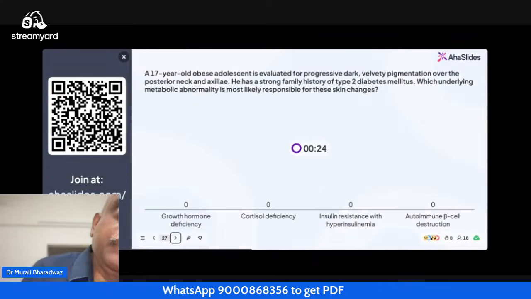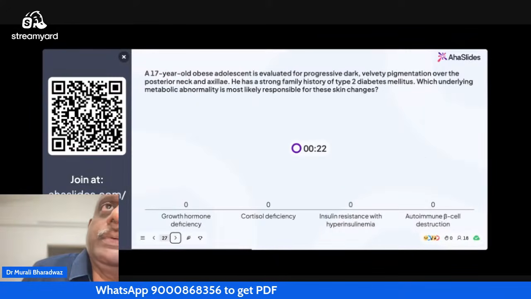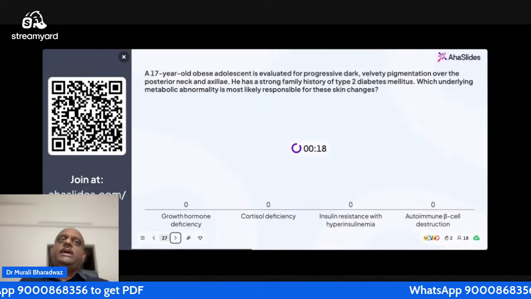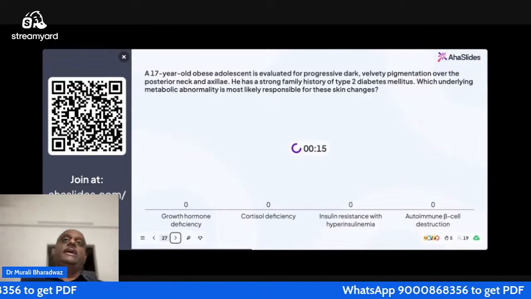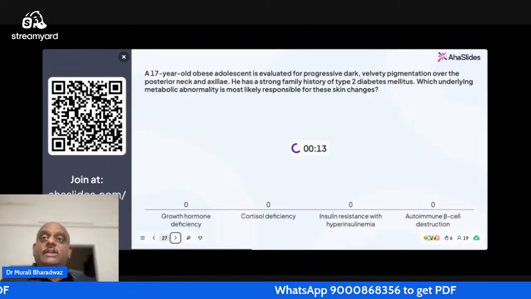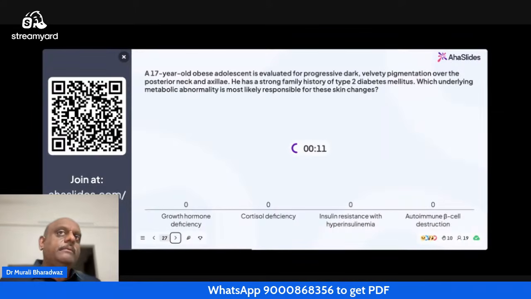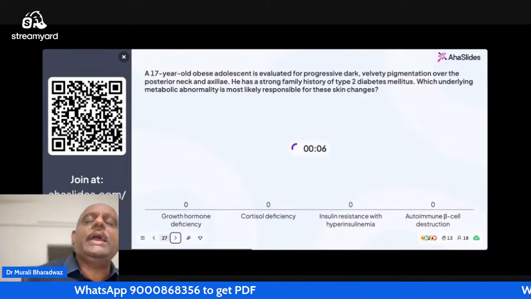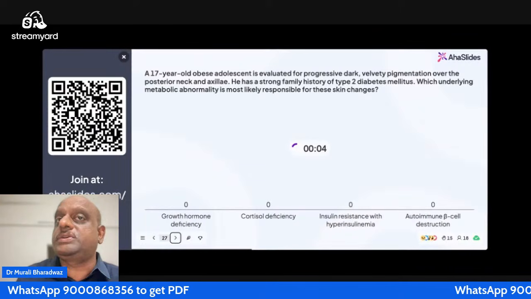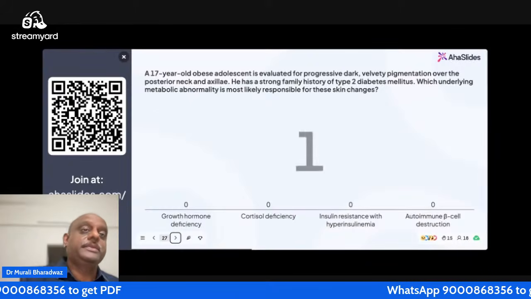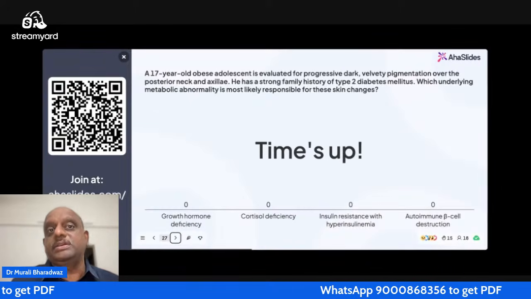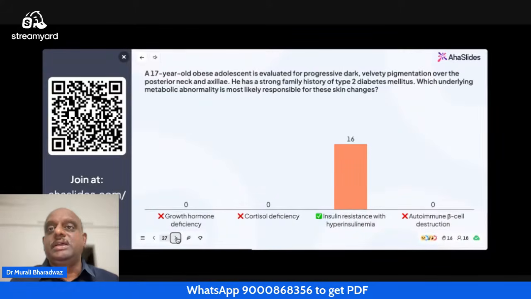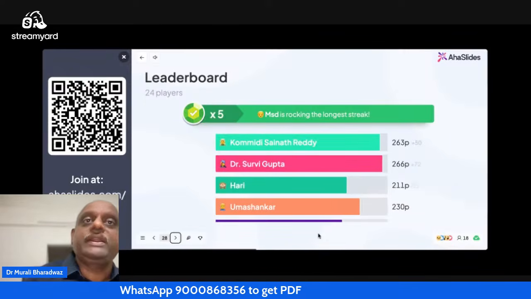Now, doctor. A 17-year-old obese adolescent, progressive dark velvety pigmentation on the posterior neck and axillae, strong family history of type 2 diabetes. So, what do you see with acanthosis nigricans, which is classically given in this clinical vignette? Good. It is the insulin resistance. 16 of you correctly answered. Very good, doctor.